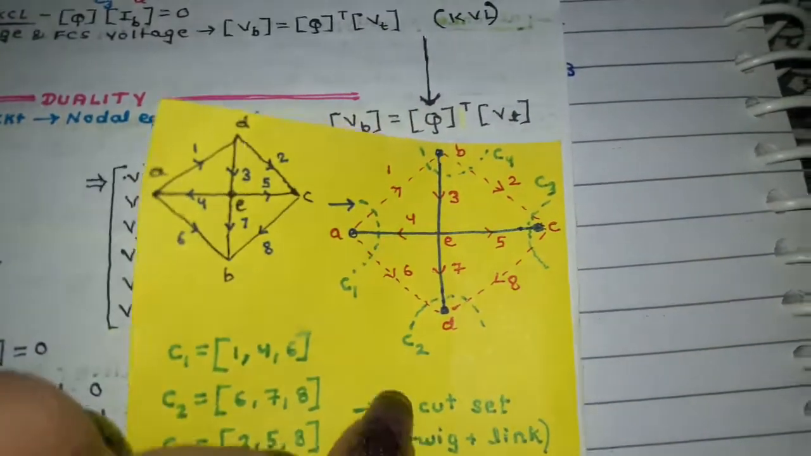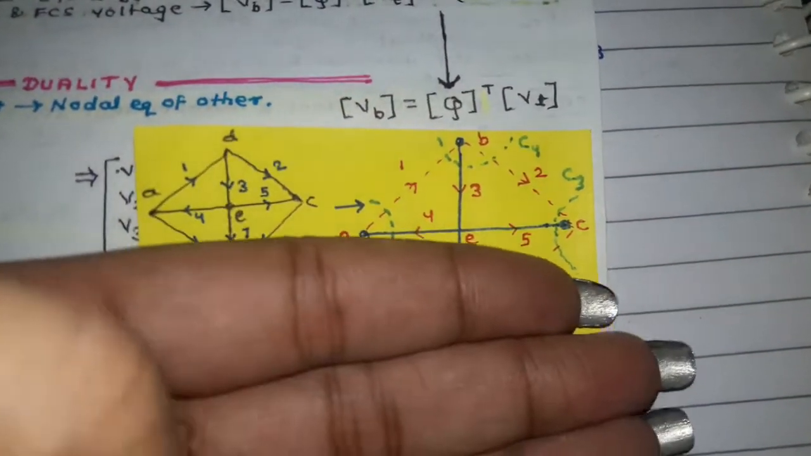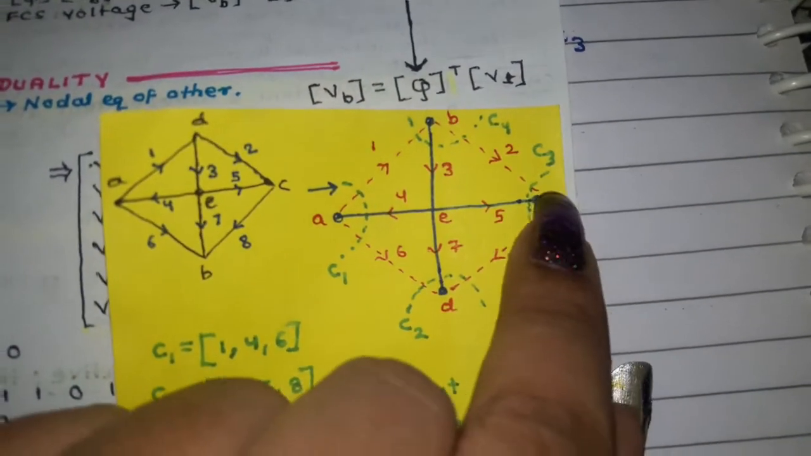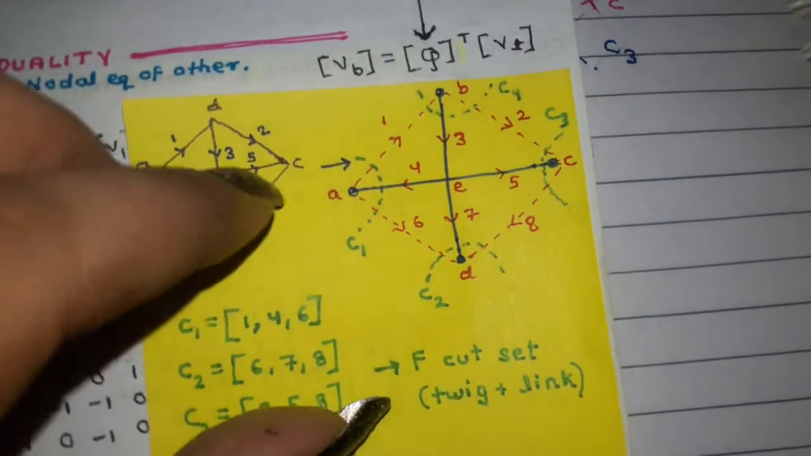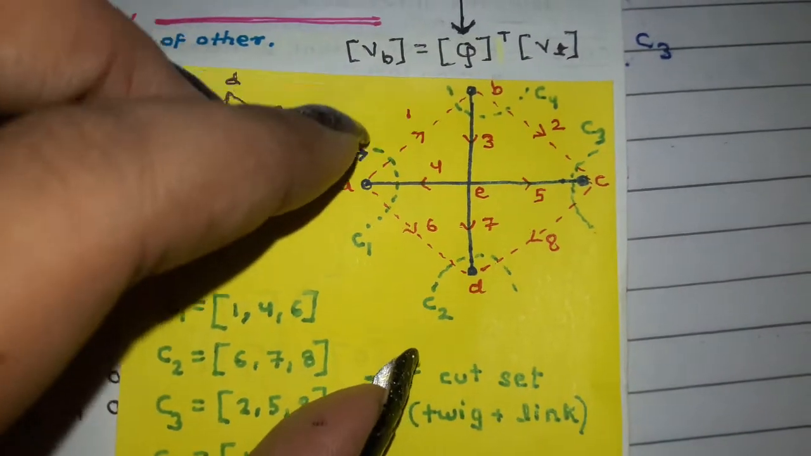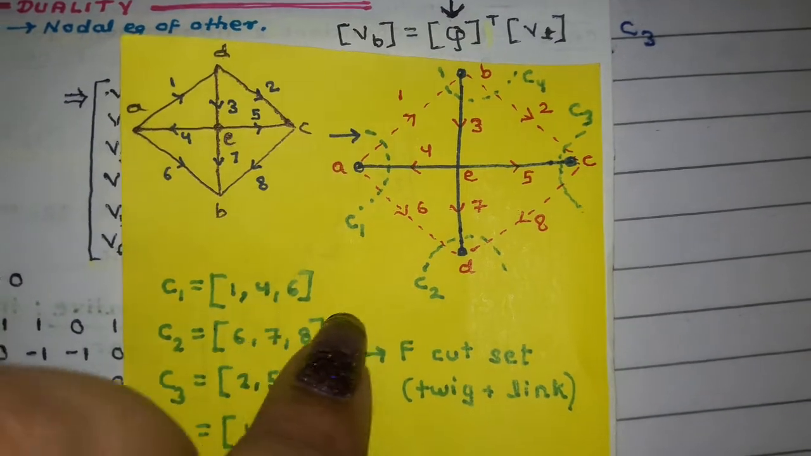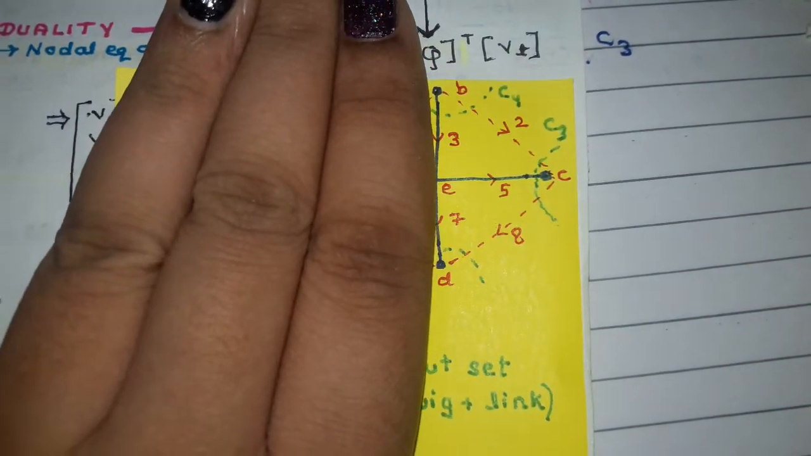Same goes for cut set 2. If you take this twig and these two links, then the graph is cut in half. Same goes for this one: we take this twig and these two links and the graph is cut in half. So this is what we are going for. Let's see cut set number 1. The twig is twig number 4 and the links are link numbers 1 and 6. The cut set will be 1, 4 and 6. You remove these, you get half of the graph.